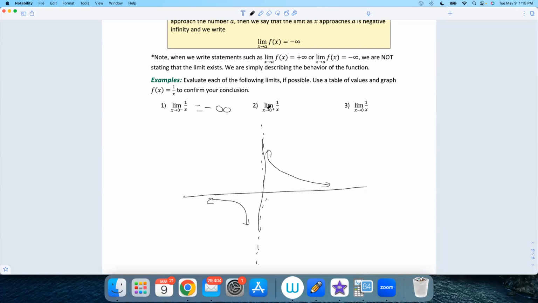This part of the graph, now I'm still trying to get to x equals 0. I'm trying to approach this, but I'm coming from the other direction. The little plus means you're coming from the right.